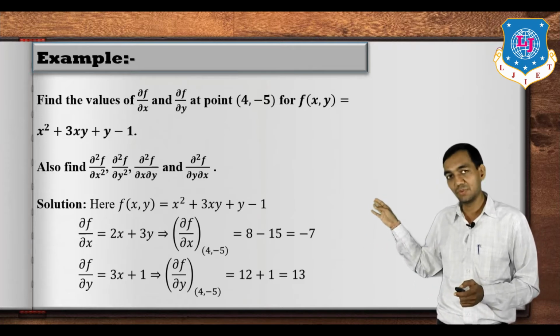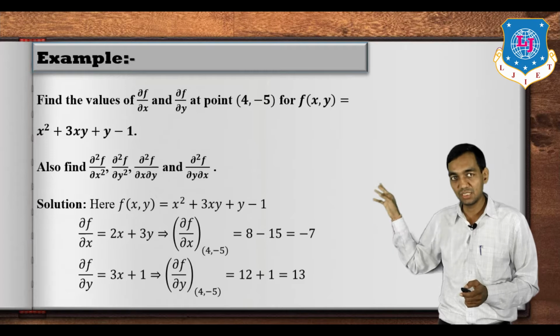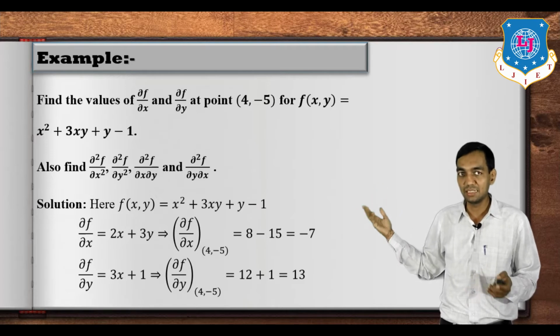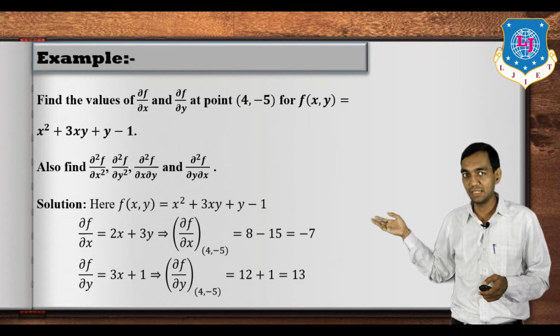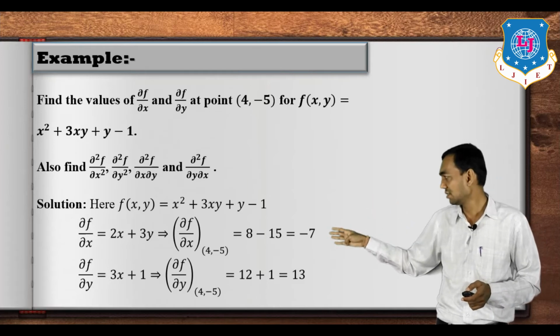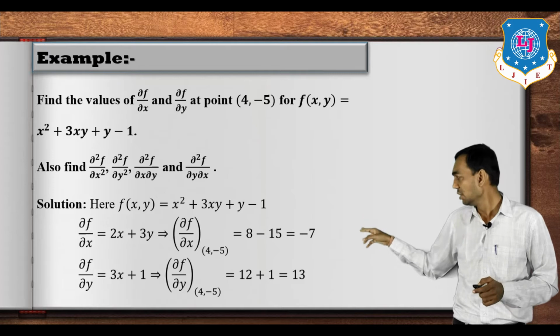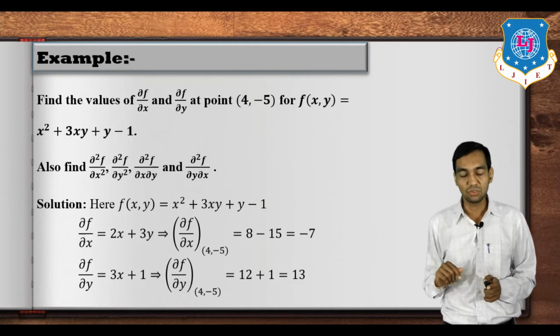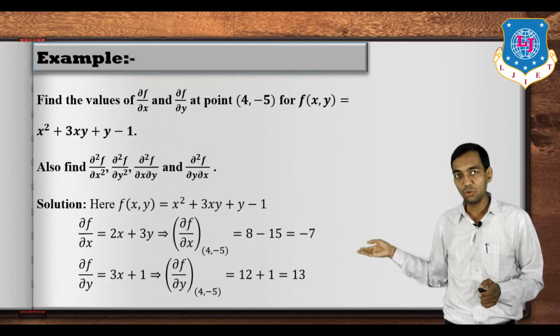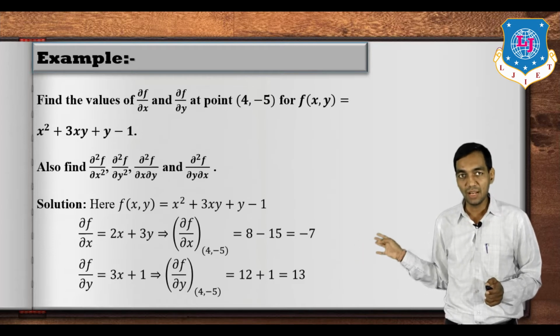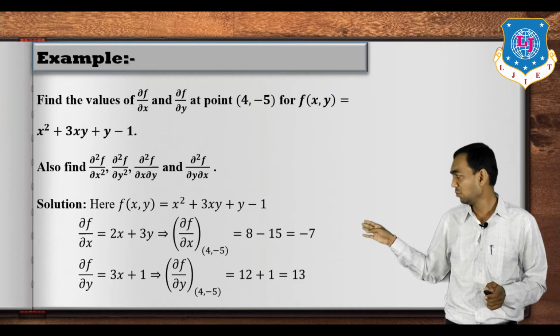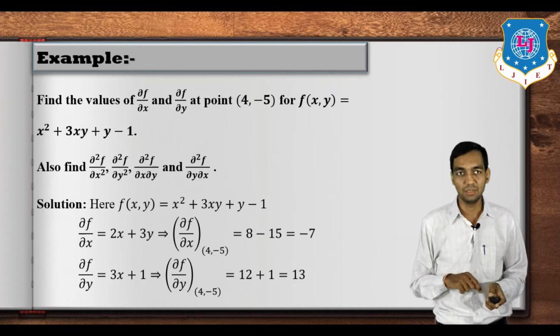y is treated as a constant because y is constant, and a constant has a derivative 0. So that term has a derivative 0. So finally the answer of del f by del x will be 2x plus 3y. Now you have to put the point 4 comma minus 5. So x has a value 4, y has a value minus 5. So that will give 8 minus 15, that means minus 7.